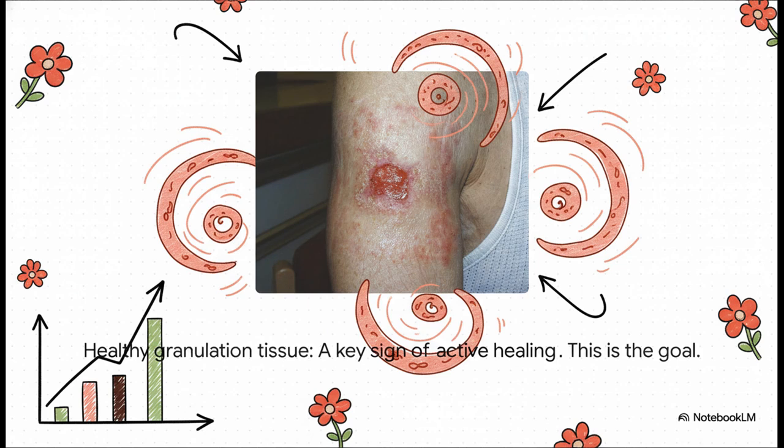Oh yeah, this is what you want to see. This is the good stuff, granulation tissue. See how it's beefy red, kind of bumpy and moist? That bumpy, granular look is from all the new tiny blood vessels forming. When you see this, you know you're looking at a healthy, healing wound. This is always the goal.